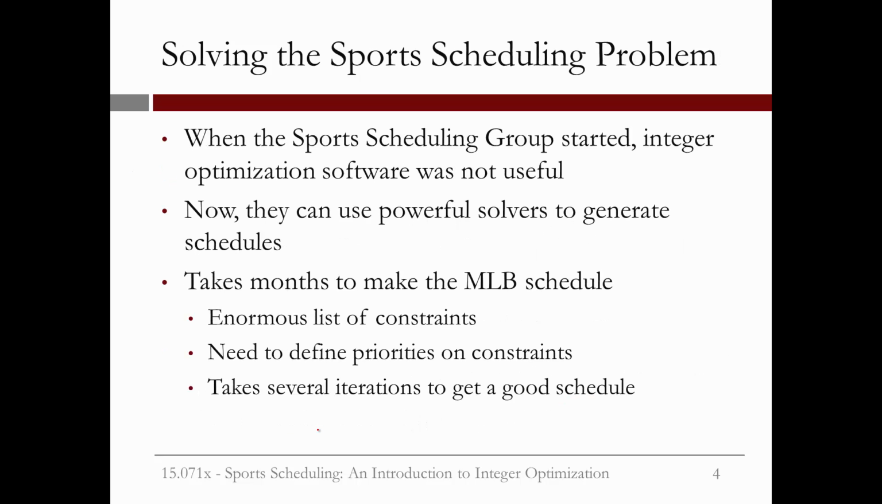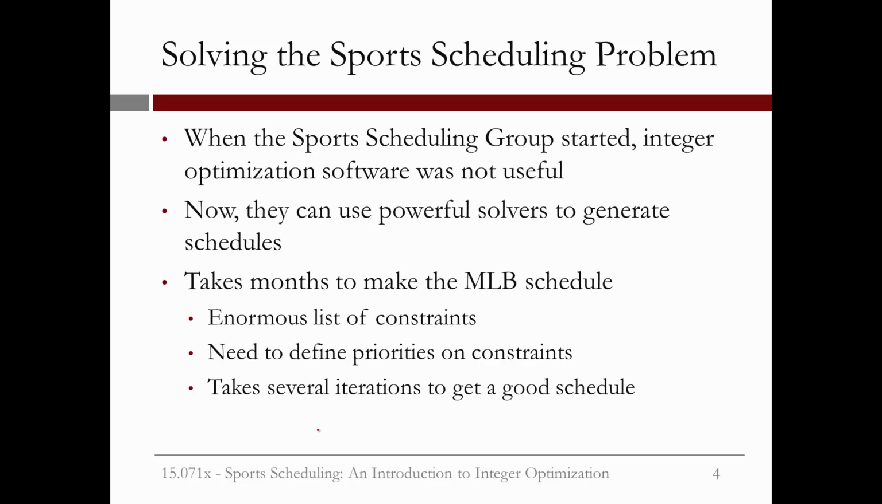So how about the sports scheduling problem? When the sports scheduling group was started in 1996, integer optimization software was too slow to be useful. Now they can use powerful solvers to generate sports schedules. Even with these solvers, it can take months to make the Major League Baseball schedule.